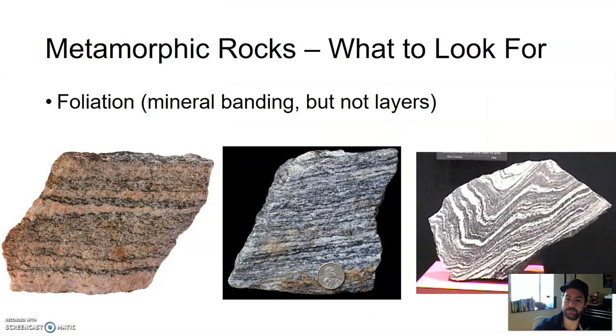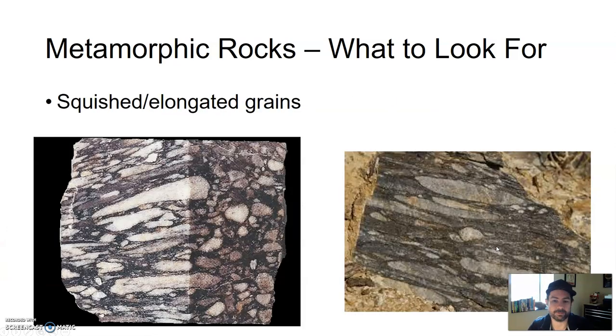So what to look for? What you're looking for is foliation. This isn't layers. Okay, this is tricky. This isn't layers of rock. This is mineral banding. This is bands of the minerals just forming different lines. They're banding together. They're not forming different layers. These weren't deposited in different layers like sedimentary rocks, but they form these bands. It's called foliation. So kind of like zebra stripes, sometimes these weird mushy stripes. That's kind of what you're looking for.